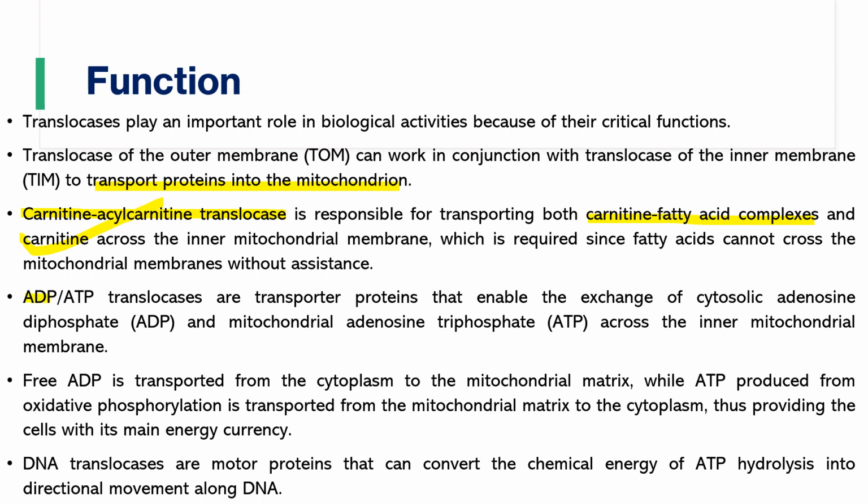Then we have ADP/ATP translocase. They normally transport ATP and ADP across the membrane from the cytosol. Then we have ADP transporters. Then we have DNA translocases, motor proteins that convert the chemical energy of ATP hydrolysis into directional movement along the DNA. So these are the total 7 classes of enzymes, their subcategorization and their main functions.